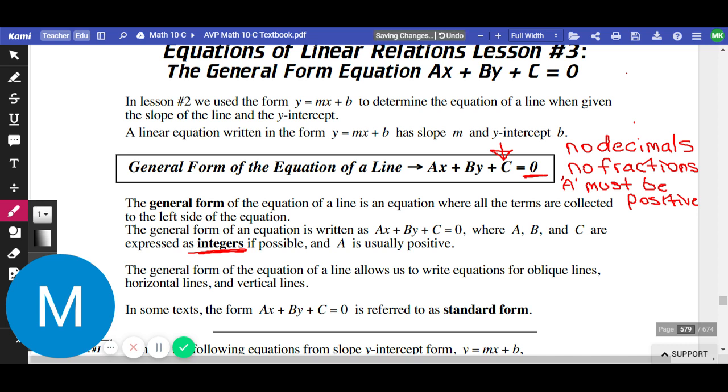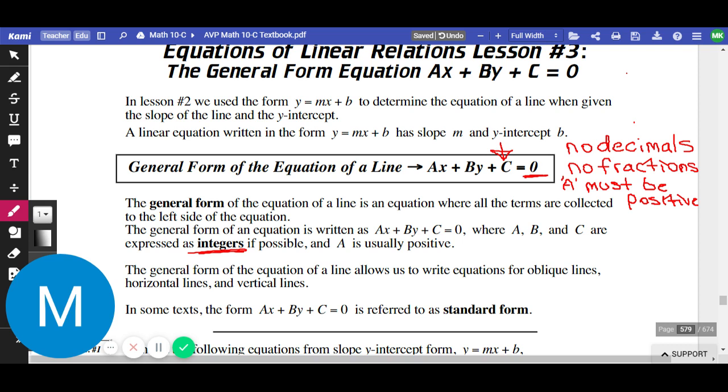I think it explains that underneath there, but I just like to write out the rules right there so it's nice and clear for us. So, general form. Everything's on one side and it equals 0. Once we have that, we follow our rules. No decimals, no fractions, a must be positive.